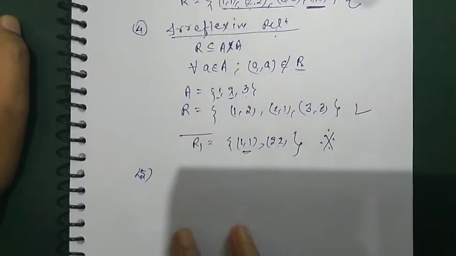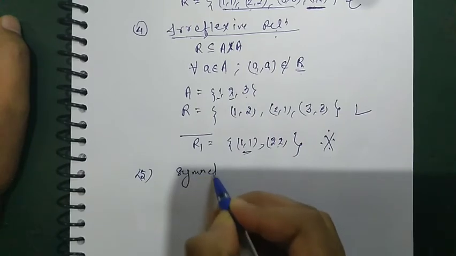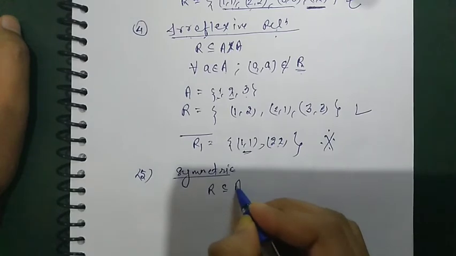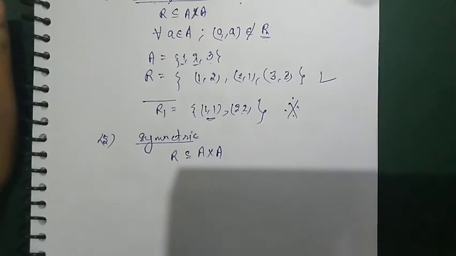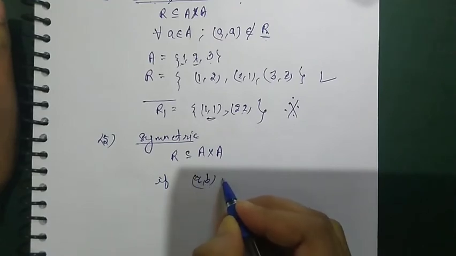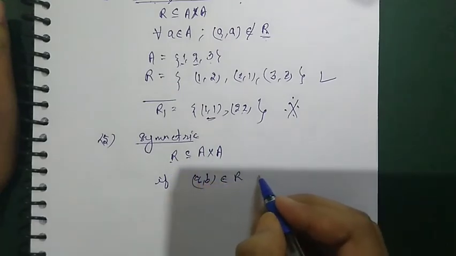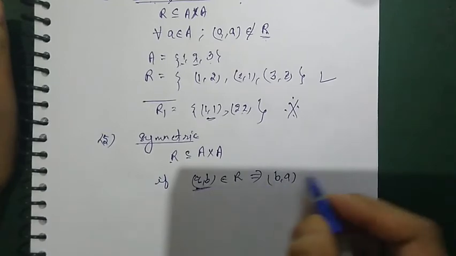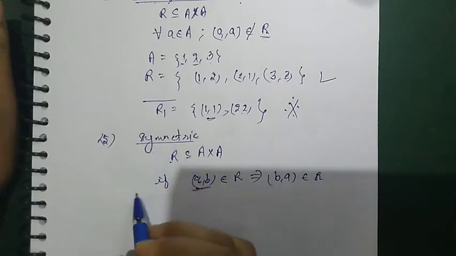The fifth type of relation is the symmetric relation. Say R is a relation on a set A, then this relation will be called a symmetric relation if the ordered pair (a, b) belongs to this relation R, then the ordered pair (b, a), that is the converse of this ordered pair, also belongs to this relation R. So this is the condition of a symmetric relation.